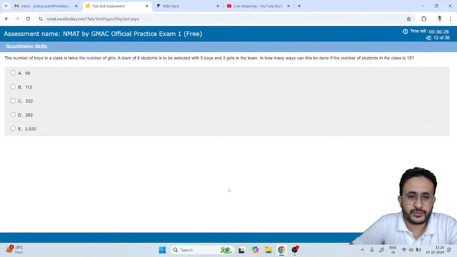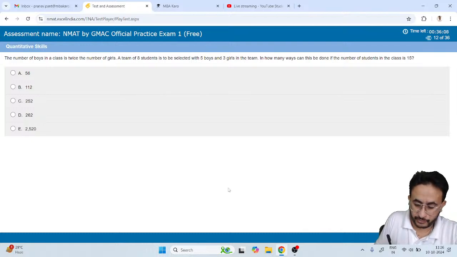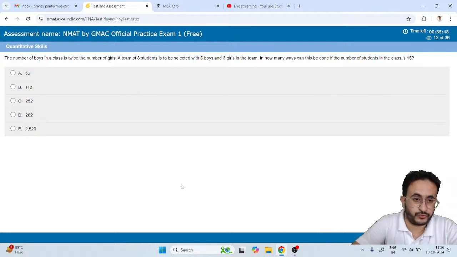Number of boys in class is twice the number of girls. A team of 8 students with 5 boys and 3 girls in them. So if the students is 15, so boys is 10, girls are 5, since boys are twice. We need to select 8 students, 5 boys and 3 girls. 10C5 and 5C3. So 10C5 is 10, 9, 8, 7, 6 by 120, and 5C3 is 10. So this will give us 36 into 7, 252, 2520.